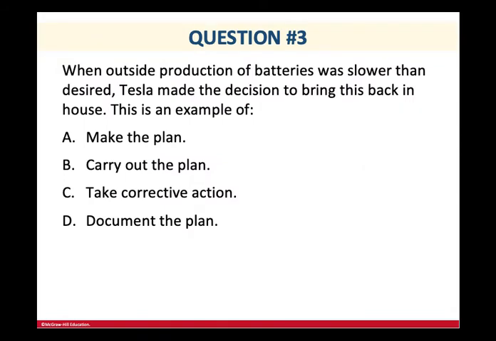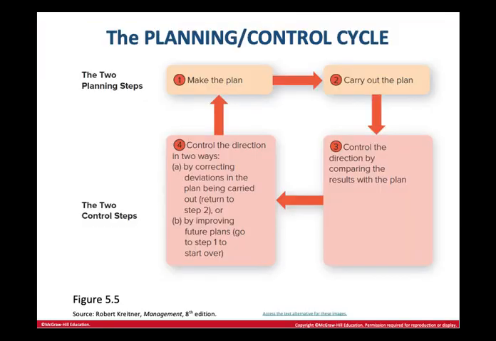So question 3, when outside production of batteries was slower than desired, Tesla made the decision to bring this in-house. This is an example of... if you answered C, take corrective action, that is correct. So Tesla took steps to correct a deviation in the plan that affected the production. So this is the fourth step in the planning-controlling cycle that we just saw here.